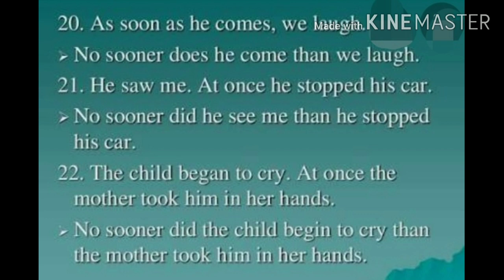Next example. The child began to cry. At once the mother took him in her hands. No sooner did the child begin. See, every time you see all the transformations very carefully where we use did, do and does. So here in this example, in the first sentence, past form of the verb began is used, and while using no sooner than, we have used auxiliary verb did and the verb begin changes into first form begin. No sooner did the child begin to cry than the mother took him in her hands. Children, remember in the second clause or in the second action, the verb will remain as it is. It will not be changed into first form.